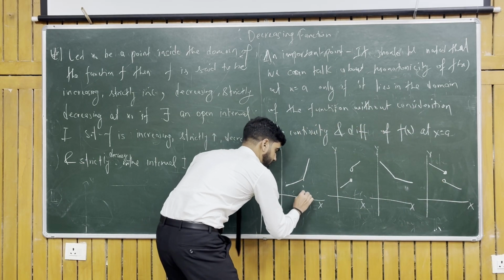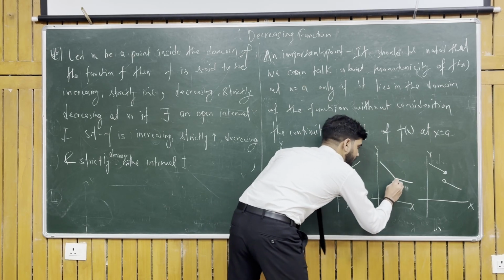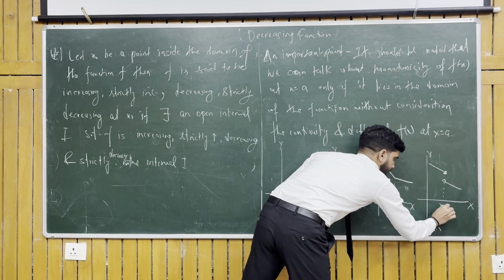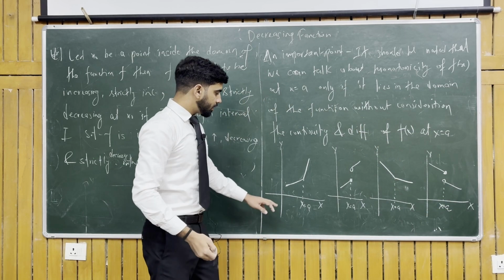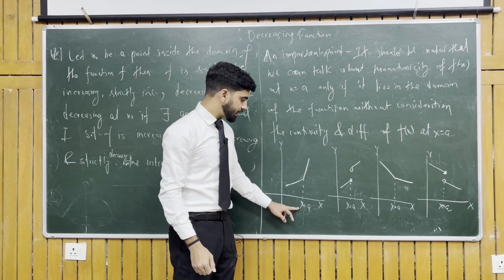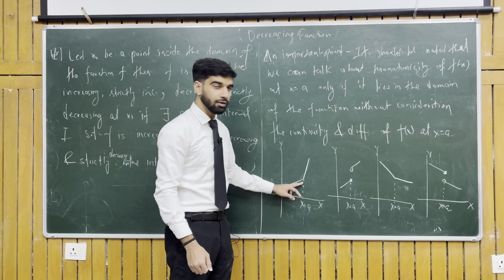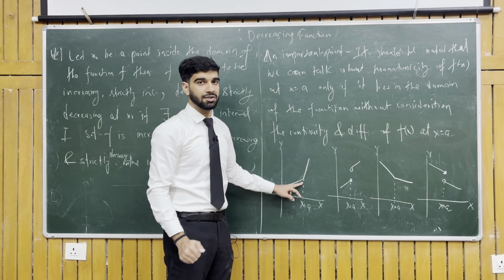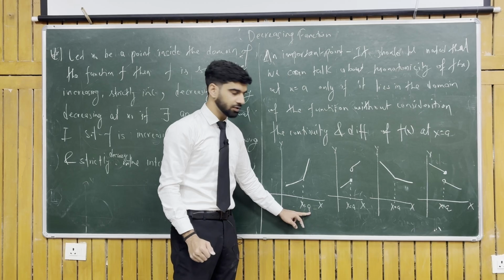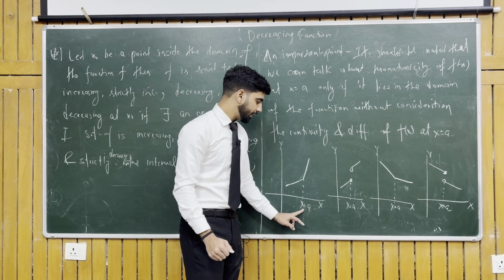This is the point x equals a. We can see that this is the graph of the increasing function, and the function is increasing at x equals a, but there is a sharp corner at the point x equals a, and we know that the function is not differentiable at a sharp corner. So we can say that the function f(x) is increasing at the point x equals a, but it is not differentiable at the point x equals a.